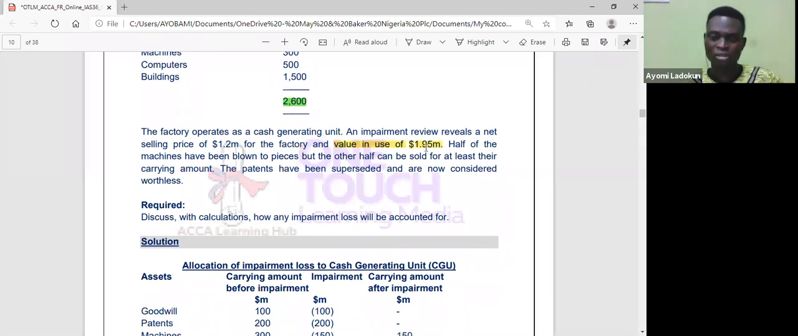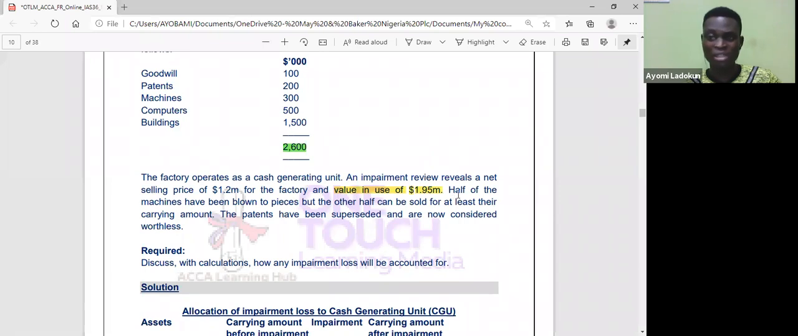I now ask a question: is there any obviously impaired asset? He said half of the machine has been blown to pieces, but the other half can be sold for at least its carrying amount. I go to machine. Half of this machine is 150, so I write it off. They now say patents have been superseded and are considered worthless. I go to patent and take it to 0. So out of my 650, I have allocated 350. I have 300 left.